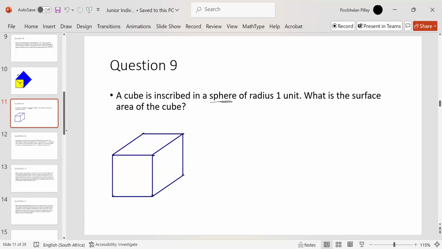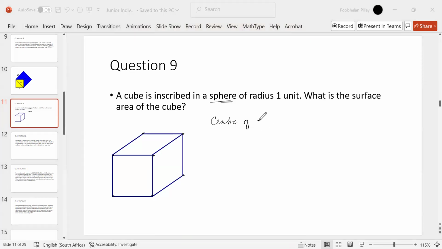Now, I'd like to know what the center of the sphere is. Quite clearly, the center of the sphere will also be the center of the cube, right? Because all the sides are equal. So the center of the cube will also be the center of the sphere. That's an important observation. The center of the cube is the same as the center of the sphere.